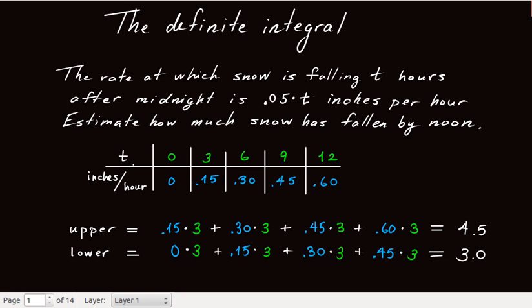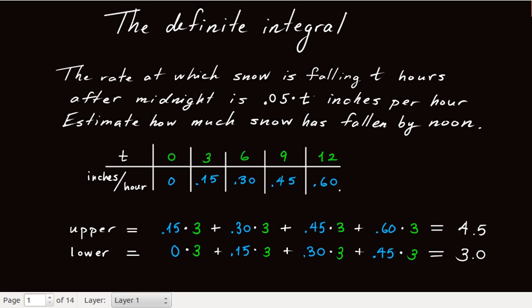And to do that, let's first put our data into a table. So I'm going to sample what happens at t equals 0 hours, t equals 3 hours, 6 hours, 9 hours, and then at noon, 12 hours after midnight. According to this function, at 0, 0.05 times 0 is 0, so the number of inches per hour is 0. Snow's not falling at all. But 3 hours later, at 3 a.m., we have a rate of 0.15 inches per hour because 3 times 0.05 is 0.15.